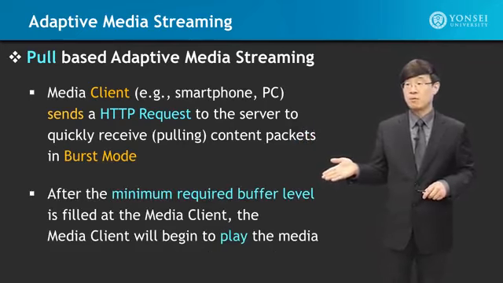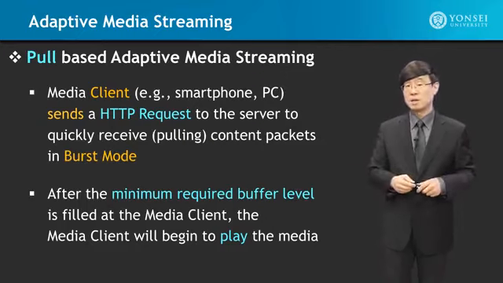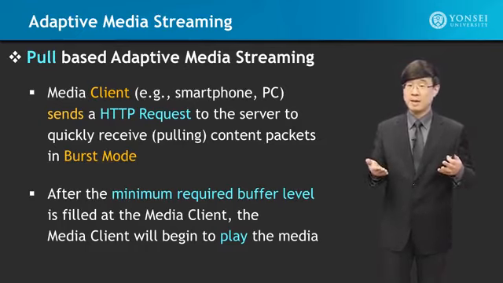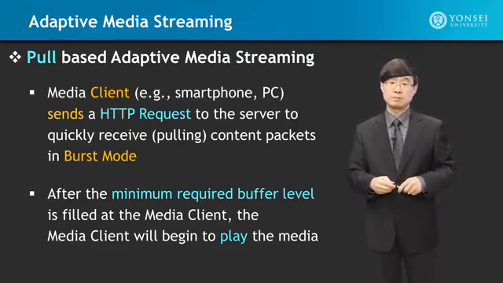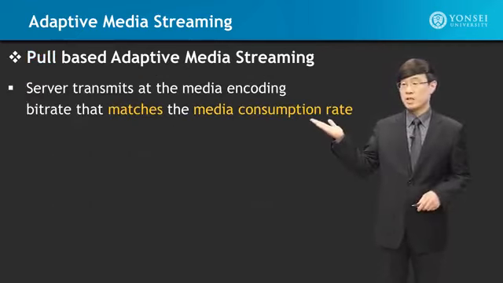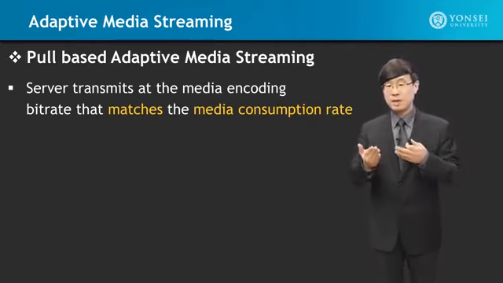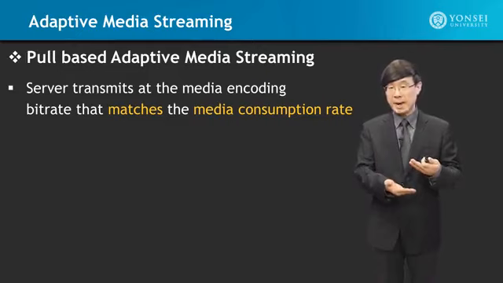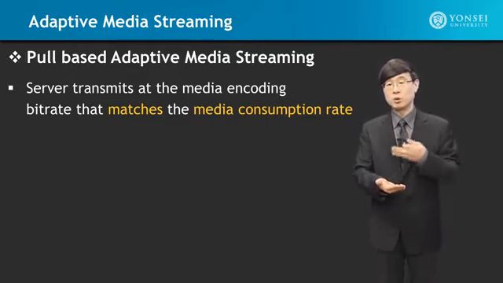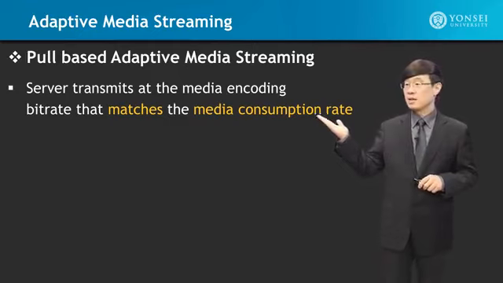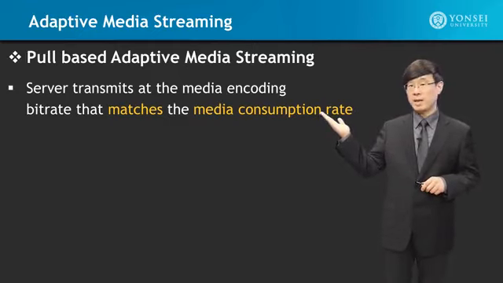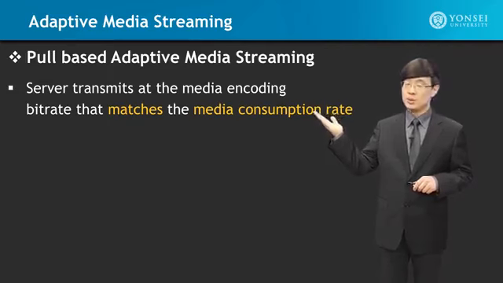After the minimum required buffer level is filled up, the media client is able to display it on the media player. For example, once you download the minimum amount that is required, then on your smartphone, you can start viewing the video. The server transmits at the media encoding bit rate that matches the media consumption rate, meaning that there is a certain rate that the video is being displayed such that video packets that are in the memory are consumed. Then, the way that the media encoding bit rate is set will be matched to that rate.